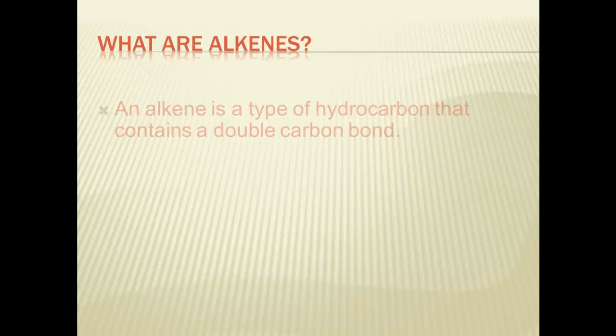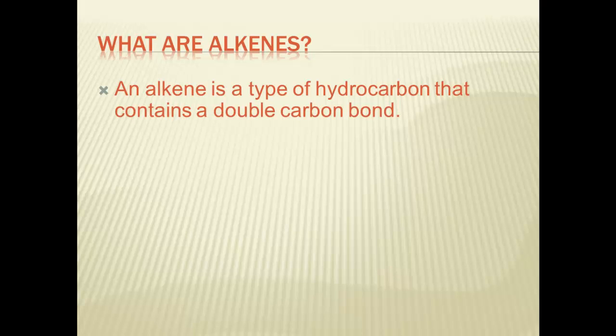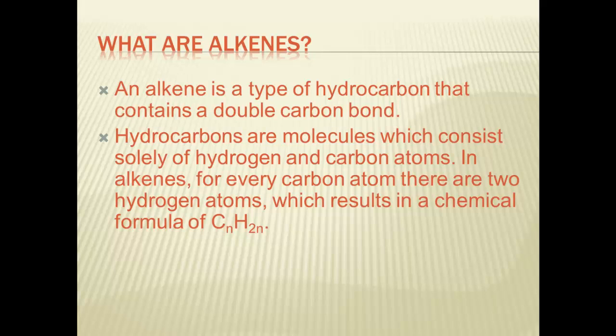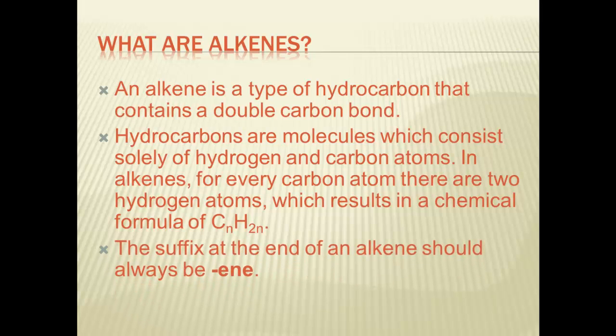What are alkenes? An alkene is a type of hydrocarbon that contains a carbon double bond. Hydrocarbons are molecules which consist solely of hydrogen and carbon atoms. In alkenes, for every carbon atom there are 2 hydrogen atoms, which results in a chemical formula of CnH2n. The suffix at the end of an alkene should always be -ene.